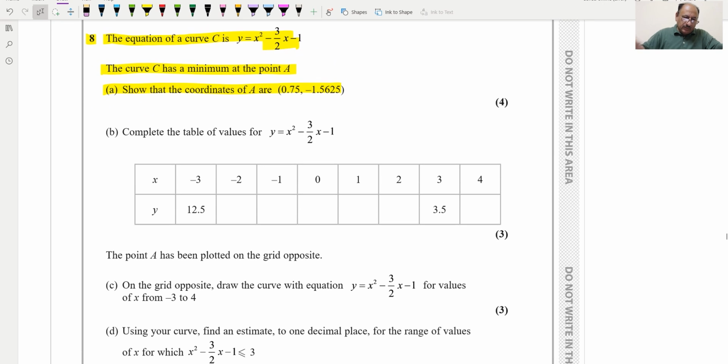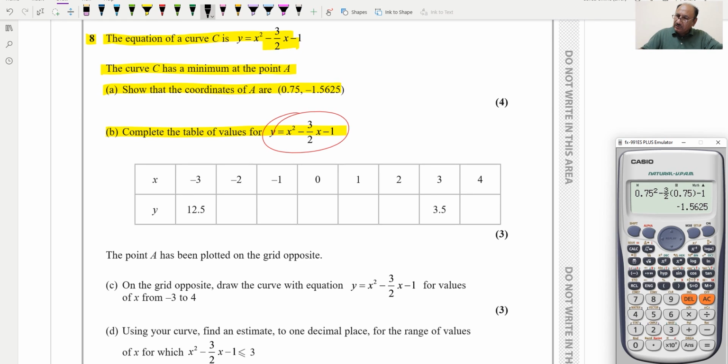says complete the table of values for this one. So we have to use this equation, and we can do this easily. We take the calculator and type the equation: alpha and this x, squared, minus 3 over 2, x again alpha and this, and minus 1. Now we will calculate for minus 3 to check whether we are getting 12.5 or not. So calculate for minus 3, and this is equal to 12.5. So we are getting the correct answer.